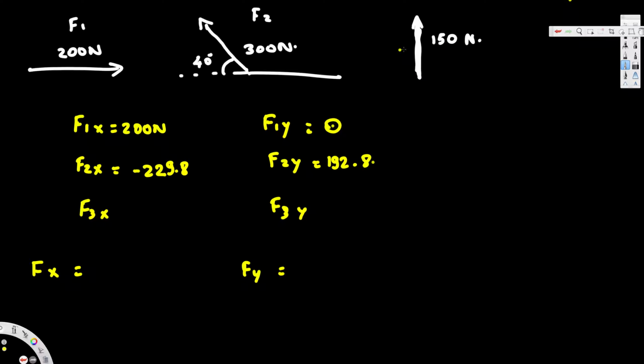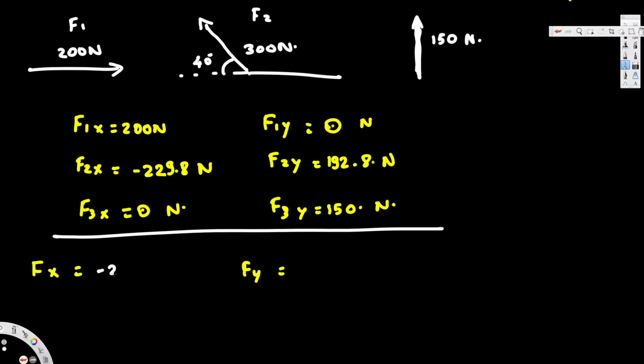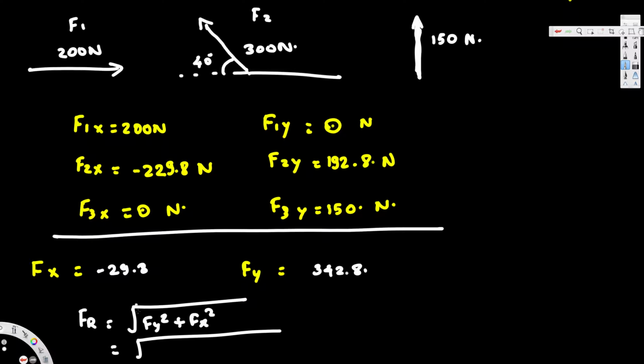And for the third one we don't have any x component, so this is going to be 0, and here we are going to have the y component, that's going to be 150 Newton. Now we are going to add all of them together. If we add these together, Fx is going to give us negative 29.8, and Fy is going to give us 342.8. Now to find the resultant force, we can use the Pythagorean theorem. That's going to be the square root of fy square plus fx square, and in our case that's going to be 29.8 square plus 342.8 square, and if you calculate this one, you're going to get 344 Newton.